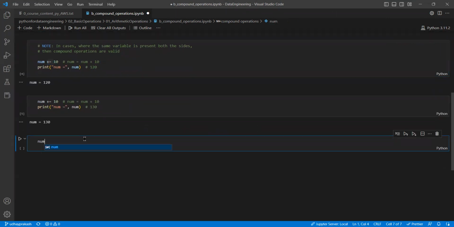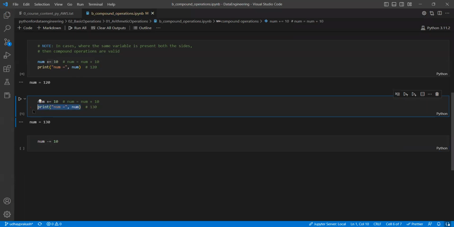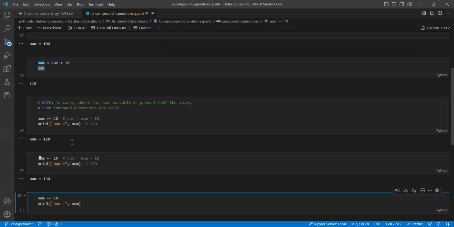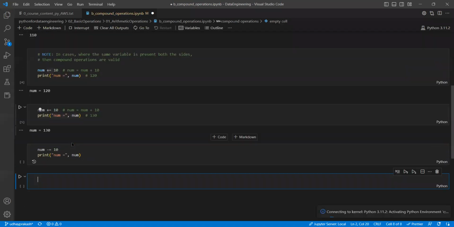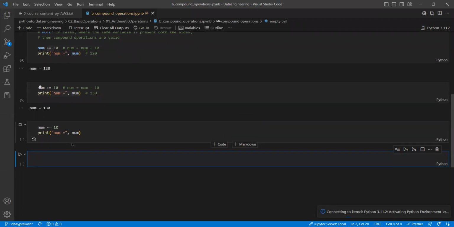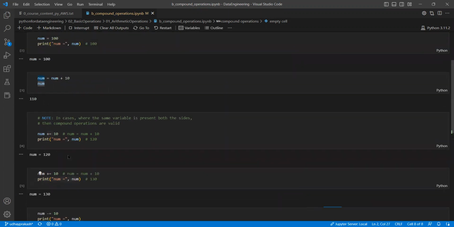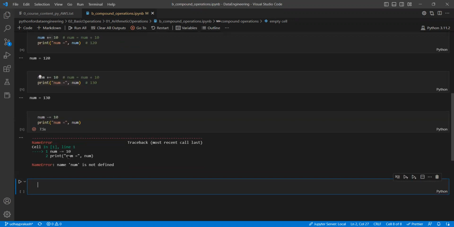Say I write number minus equal to, say the same 10, and then I ask what the number is. It will tell the number, which will be 130 minus, so yeah, this is one interesting thing I will tell you. If I execute, I should get the answer, right? But it will throw an error, because yesterday the code was executed and we closed the session. Now, instead of executing from the start, we are executing from the middle.